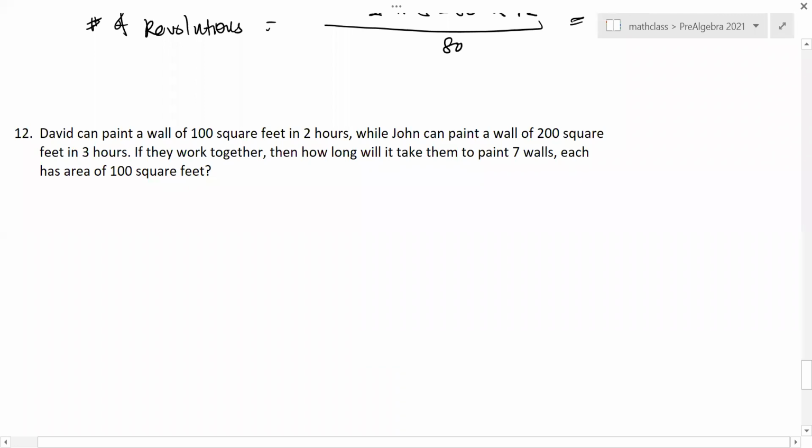I think all you need to know is the total area divided by the combined rate, the combined speed. That's my hint: combined speed. Because they work together, if David can paint 10 square feet per hour, for example, and John can paint 15 square feet per hour, then working together in 1 hour they can paint 10 plus 15, 25 square feet. So it's called a combined speed.